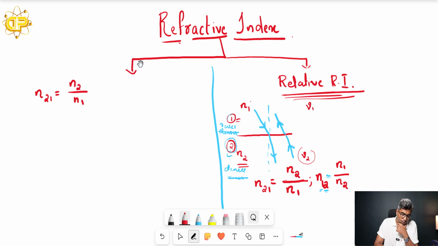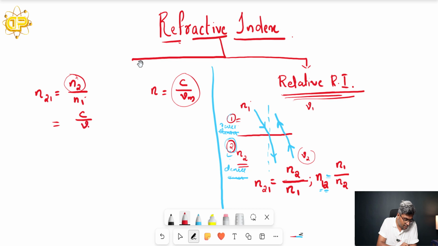Let us see a small thing here. You have all seen the definition of absolute refractive index, right? Absolute refractive index is given by the ratio of the velocity of light in air or vacuum to the velocity of light in that particular medium. So n2 means the absolute refractive index of 2, n1 is the absolute refractive index of 1. Instead of this absolute refractive index, I am just giving this value. So obviously n2 will become c by the velocity of light in the second medium, v2, divided by, instead of n1, I am writing c by v1, right?